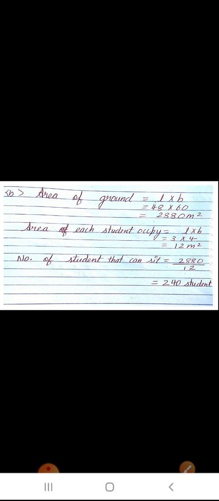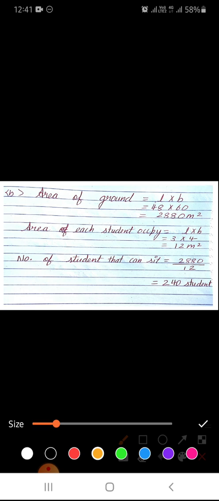So let's see. First you have to find the area of the whole garden. The area of the garden will be length multiplied by breadth, as it is in rectangular shape. Length is 48 and breadth is 60. So 48 multiplied by 60 is 2880, that is 2880 meters square. Now the area occupied by each student is also rectangular: length multiplied by breadth, 3 multiplied by 4, that is 12 meter square.